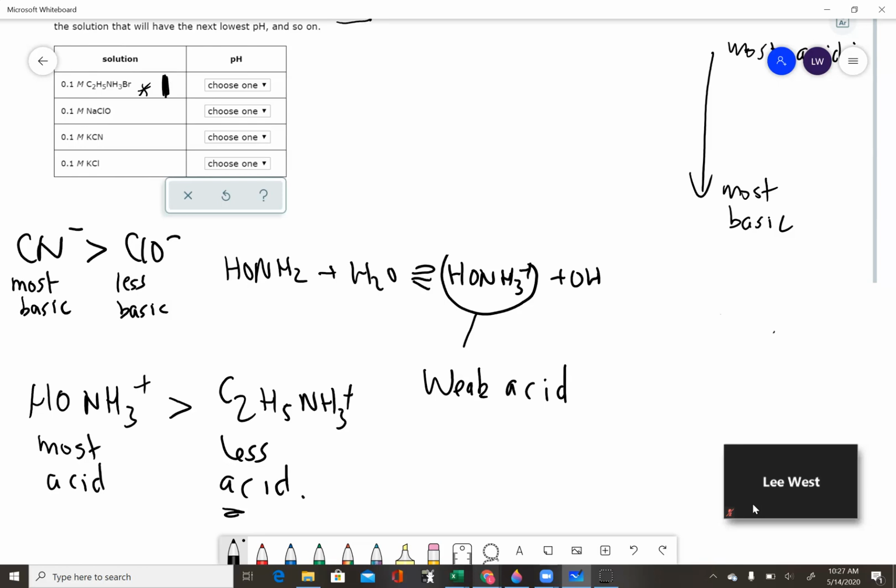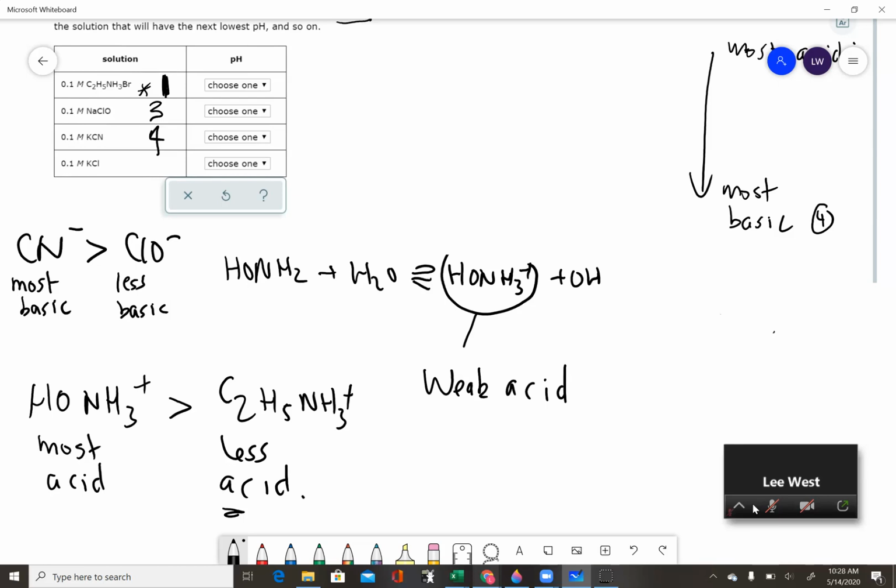Okay. So then what comes next? Can we find the most basic? That's going to be number 4, and the most basic one is the one that contains the CN minus anion. So that one there is going to be number 4. And then the next most basic would be the one that contains the ClO minus anion, which will be this one here. And then finally we've got KCl.